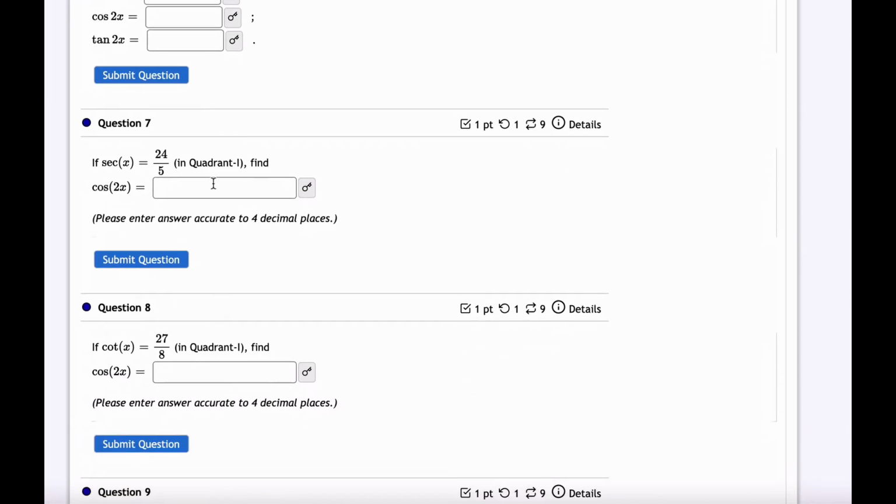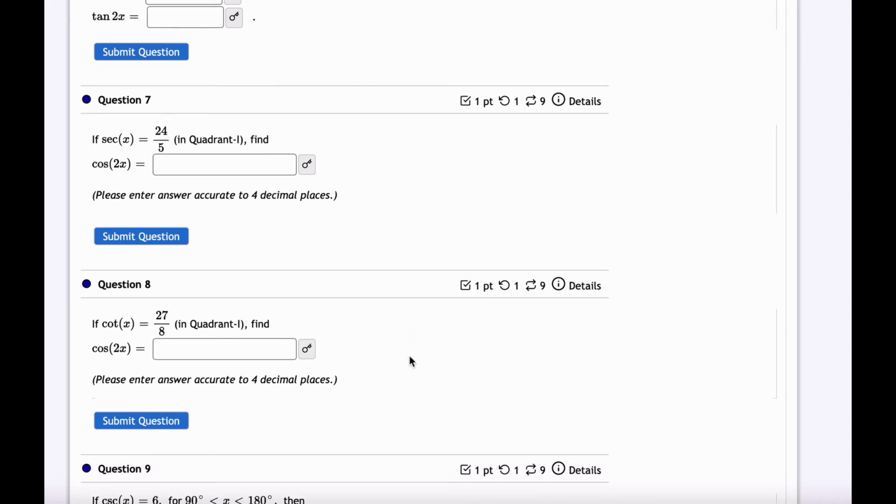Question 7 is more of the same, except now they're telling you the secant value is 24 over 5. Just remember the secant is the reciprocal of cosine. So when they tell you secant is 24/5, they're really just telling you that the cosine is 5 over 24. So you know the cosine of x, maybe you can figure out the cosine of 2x using one of your double angle cosine formulas. Remember there's 3 of those, but one of those will work out especially nicely for you, although any of the 3 will get you the right answer.